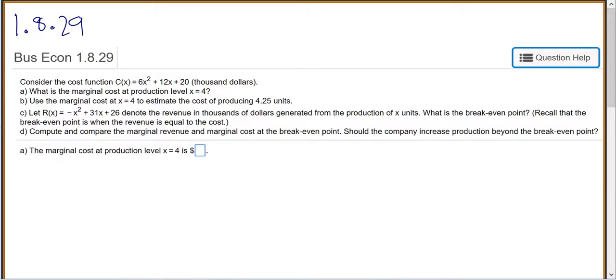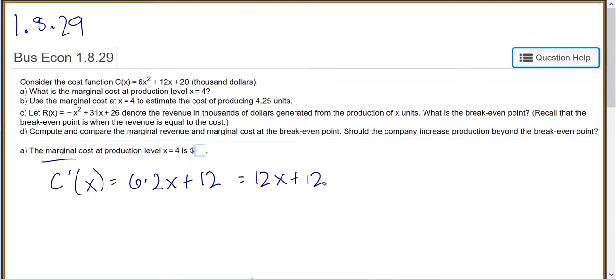A, consider the cost function. Notice this is thousands of dollars. What is the marginal cost at production level x equals 4? Now, anytime you see the word marginal, that just means take the derivative. So we just want to find the derivative of cost, which if we have 6x squared plus 12x plus 20, that'd be 6 times 2x plus 12, or 12x plus 12.